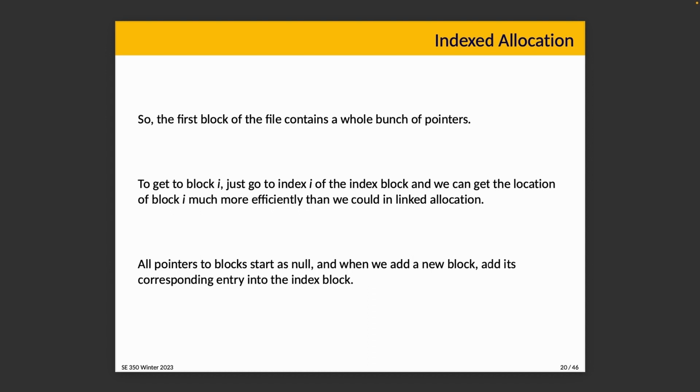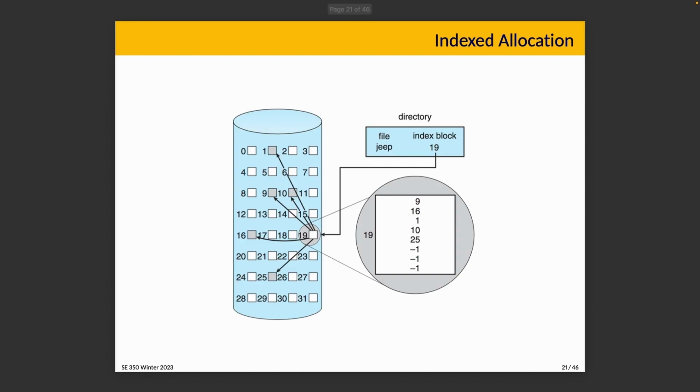So the first block of a file just contains a whole bunch of pointers. And thus, to get to a particular block I, we just look in the index block, we find the entry in the index block, and we can get to that location very quickly. All of the pointers in the index block will start as null, and we'll just update them anytime we add a block to the file. I write a new chapter, congratulations, this is chapter 34. Add it to the block, and then that's it. Easy to find.